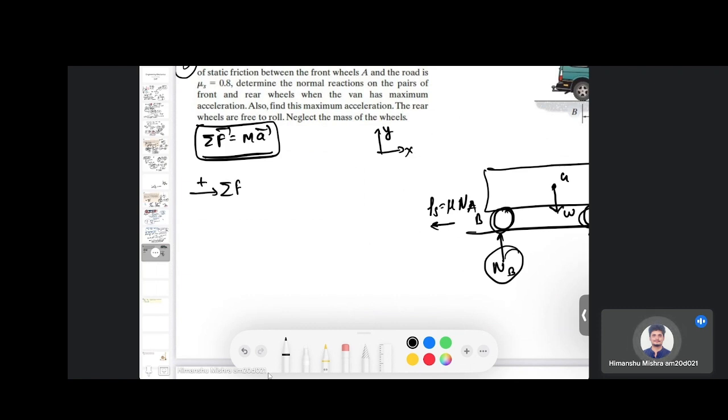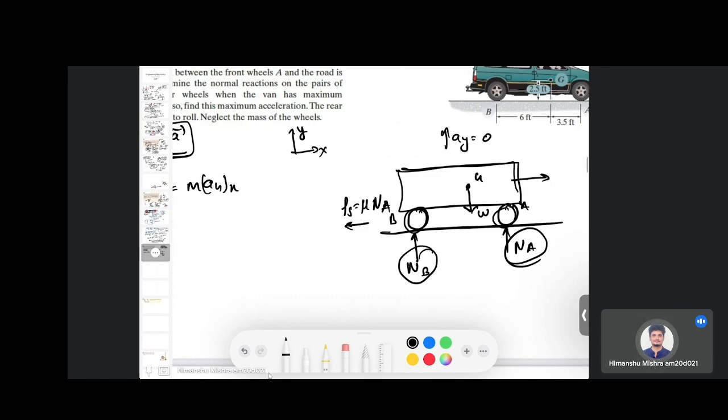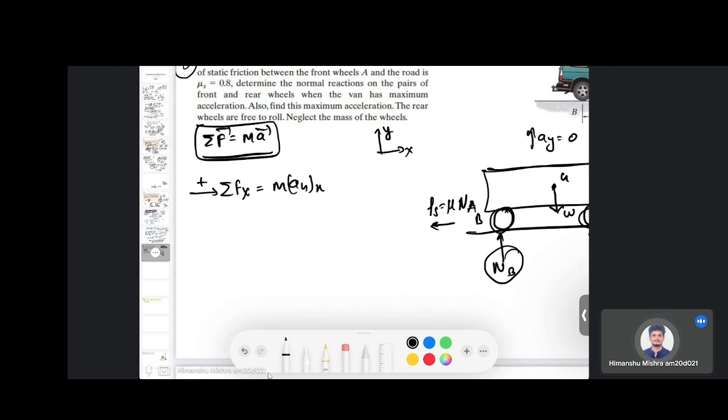So my summation of force in the x direction will be equal to m times acceleration in the x direction. There will be acceleration in the x direction because this vehicle is moving in the horizontal direction, and the acceleration in the y direction will be 0 because the body is not moving in the vertical direction.